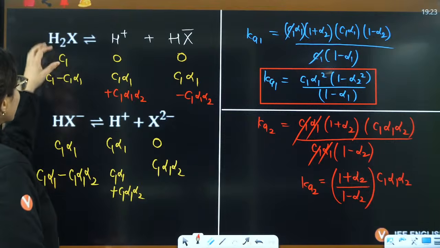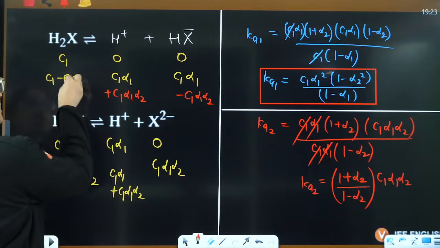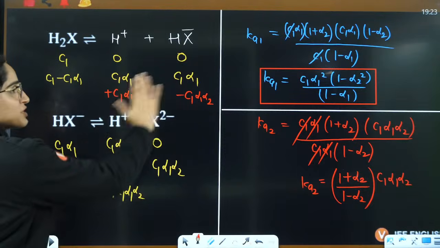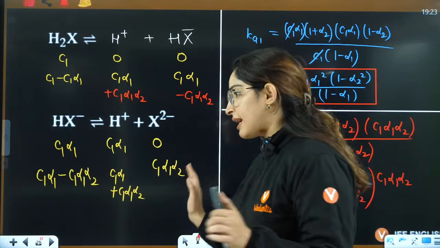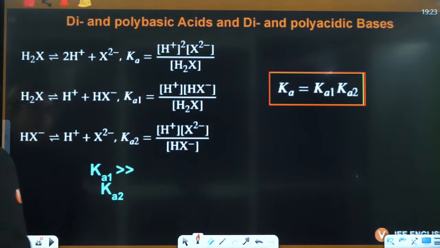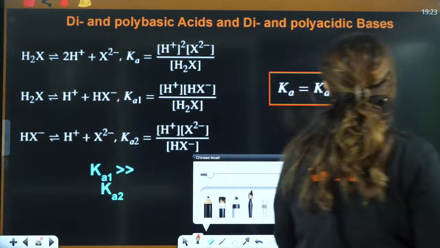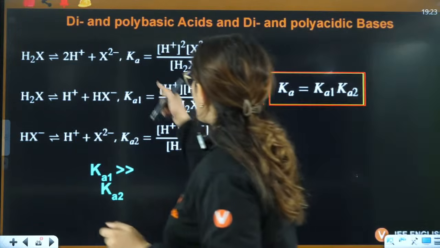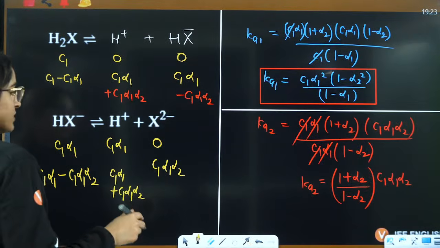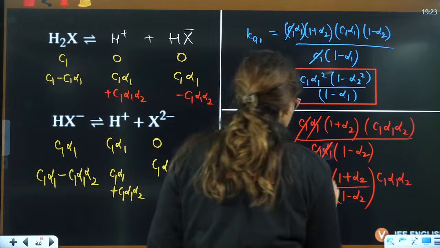Just remember the concept: C initial multiplied by alpha you have to subtract, and you have to make all the common concentrations the same. That's it. That's the only concept that we have. When you multiply this now, for overall Ka, you will feel that yes, they are coming out to be the same.